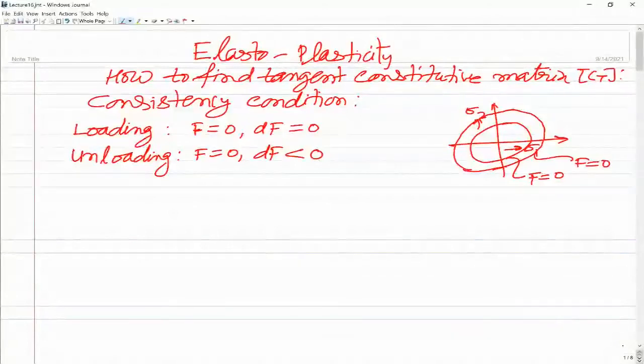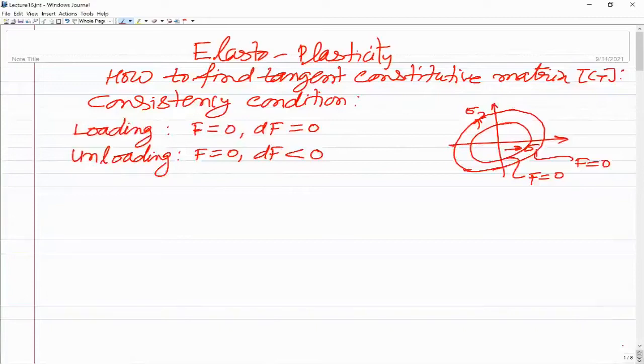Sir, when you say loading, initially also the material is in the plastic state, right? Yes, but when I am saying loading, this is elastoplastic loading. So initially also it is in the yielding condition and finally also in the yielding condition. Yes, that is what I am referring to as loading. Unloading means initially it is yielding, but subsequently it is not yielding. It is elastic unloading. So F would be 0, but dF would be less than 0.